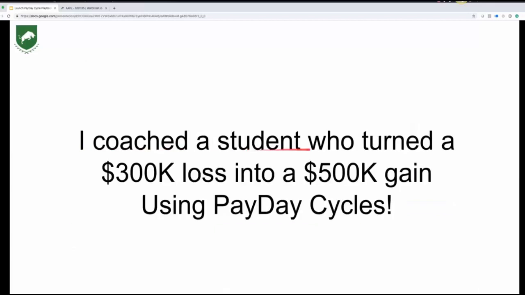I coached a student once who turned a $300,000 loss into a $500,000 gain. It took him 18 months to do this. It wasn't overnight. This isn't like a get-rich-quick thing. This is how to get aligned with these naturally occurring cycles that are already happening anyways and create a daily routine that you can follow in a very short period of time every day and follow it every single day for months and months and months. And you know what happens is you get into the right routine with the stock and you start to create what's called cash flow. And that's why we call it the payday cycle method.